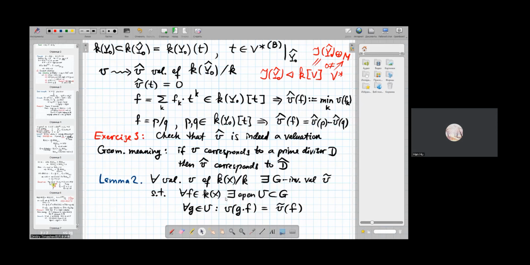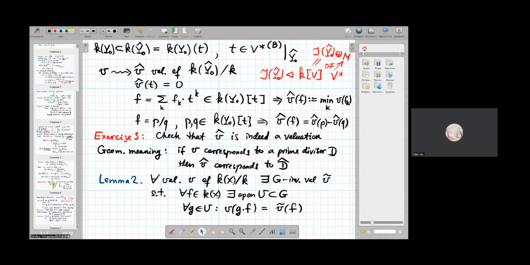For any rational function on X, there exists an open subset in the group, depending on F, of course. U depends on F. Such that for any element in this open subset, the value of V on the shifted function will be the same. And this will be the value of the invariant valuation, which is our replacement for V. So you may call this approximation.